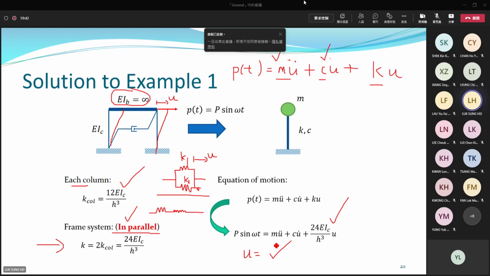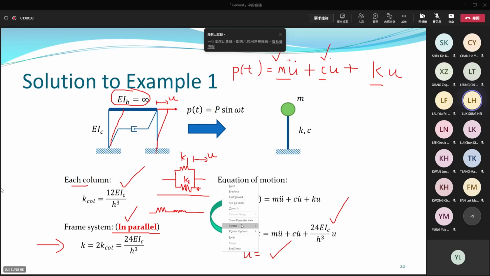Have you done that before? How to solve these equations? I believe that maybe you are learning or you have learned already, right? In your advanced mathematics, you have already learned how to solve second order non-homogeneous differential equations. If you forget, it doesn't matter because I will recap a little bit about the important concepts.